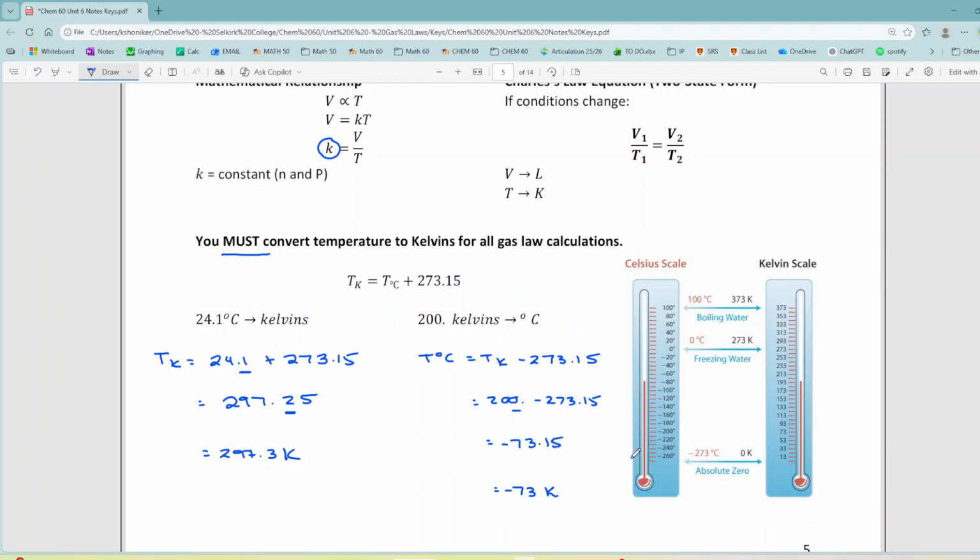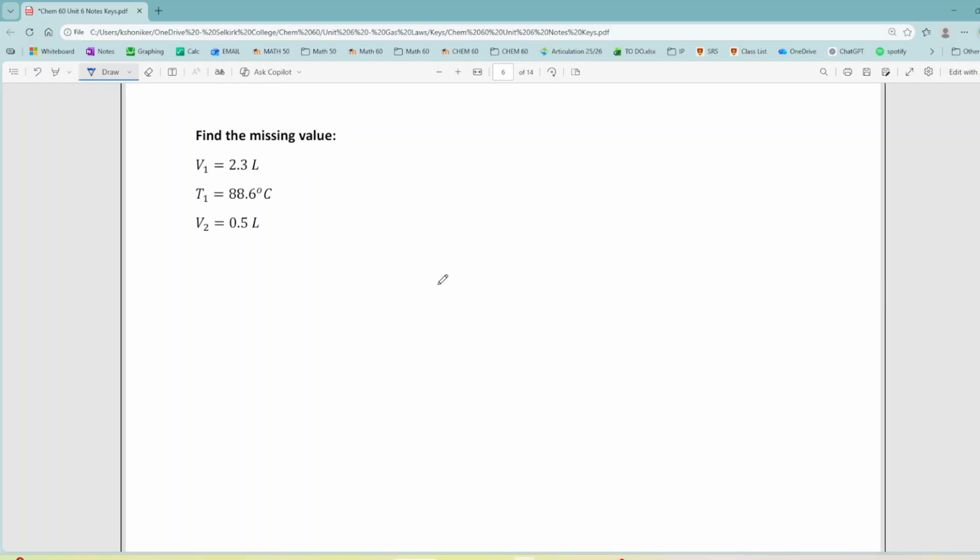Okay, so now that we're solid on that conversion, let's find the missing value. I've set these ones up nicely for us where, instead of putting it in a word problem, I've just given you the variables we have. We would set up that V1 over T1 is equal to V2 over T2. They've given us V1, T1, and V2, and they're asking us to solve for T2. Again, totally your call. If you're not comfortable with algebra, you can put your numbers in right now. You would get 2.3 divided by, now I have to change this to kelvins, so 273.15. So 88.6 plus 273.15.